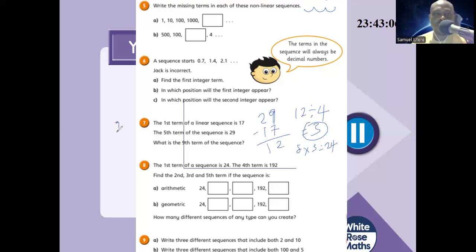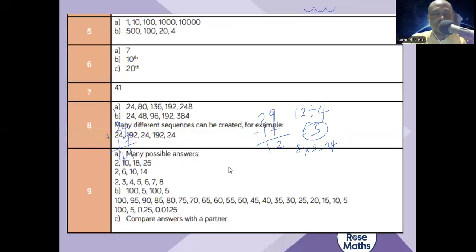So 24 plus 17: 4 plus 7 is 11, carry 1. 1 plus the 2 is 3, plus this 1, that's 41. So you can see the answer is 41. Let me just show you quick. All right, you can see question 7, the answer is 41.